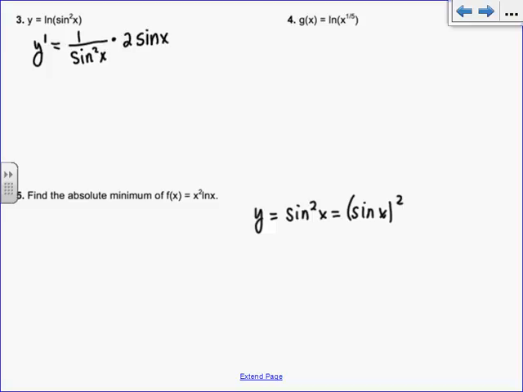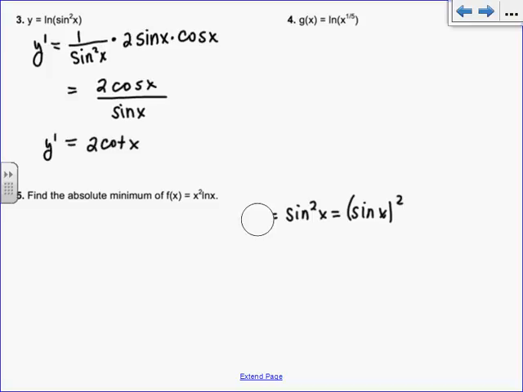Yep, 2 sine of x to the first, and then times the chain, cosine of x. And what's going to happen is your sine of x is going to reduce out, so you end up just getting a sine of x on the bottom. And we would write our final answer as 2 cotangent of x. Okay, but there is an easier way.